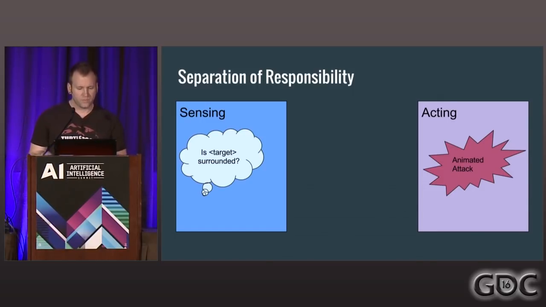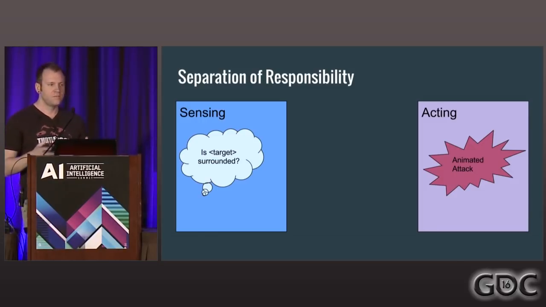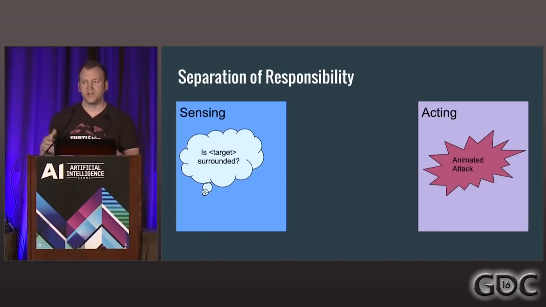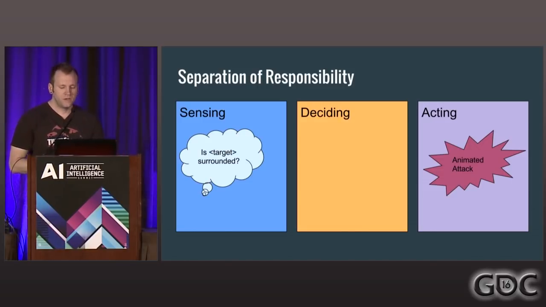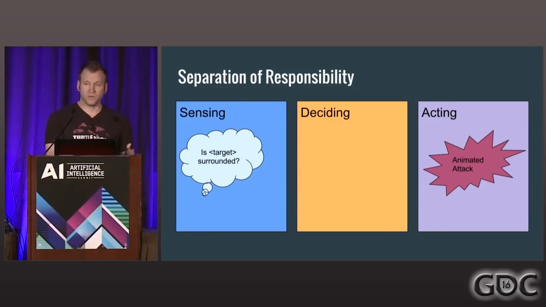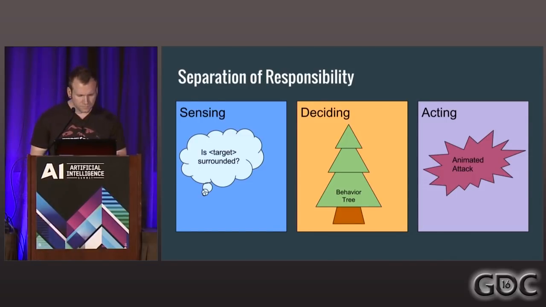And now that our sensing logic is out of the attack, we can use that same animated attack action with different data to do all kinds of different attacks. The final responsibility is deciding. And when we think of most AI systems, this is where they would live. Our finite state machines, planners, and for us, it's our behavior tree. This is going to be the spot where we assemble all the other responsibilities into a reasoning character. We do this by defining the why the character will do the things it does and how it will react to them. In our example, we would use the animated attack action to do our tornado.